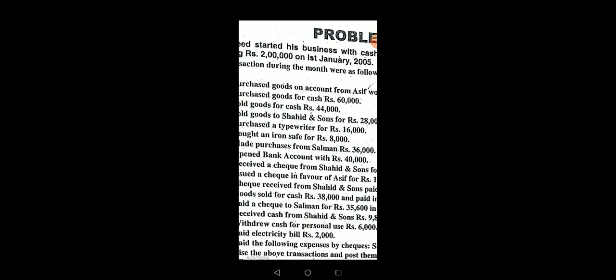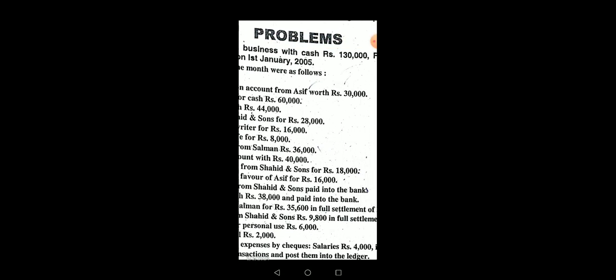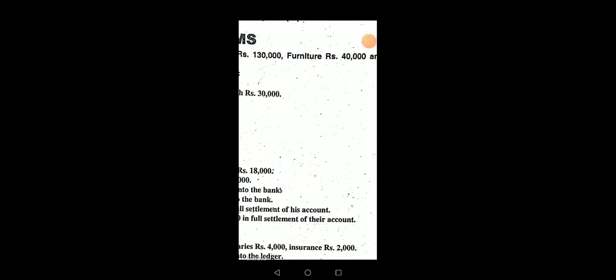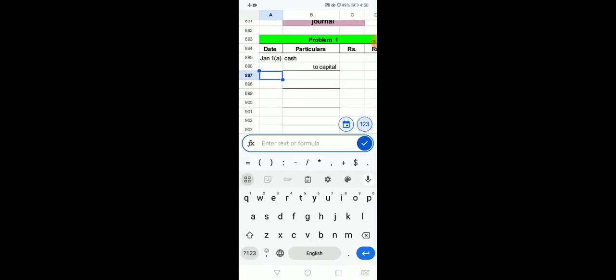Since there are three ways in which capital has been invested in the business, first we have seen cash of 130,000 was invested in the business, and now furniture is also provided by the proprietor. It means it's still another capital. Furniture is provided to the business. We can mark the date first, January 1, but it's entry B.